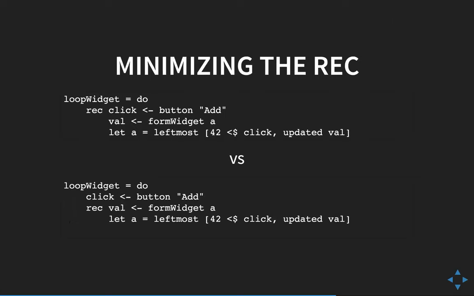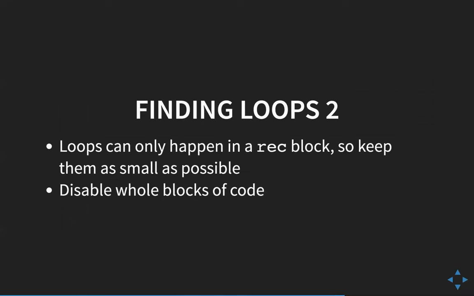And then once you have it at this size, you can pretty easily see here that the A is going into the form widget. The form widget is giving me a val, and the val is going into A, and somehow this is an event loop. Now the key thing is an event loop is a loop that happens in the same frame. It's totally possible to have event loops structurally, and we have them all the time actually, but because they don't happen in the same frame, they're fine. It's only when it's happening in one frame that our program dies. So keep your rec blocks as small as possible.